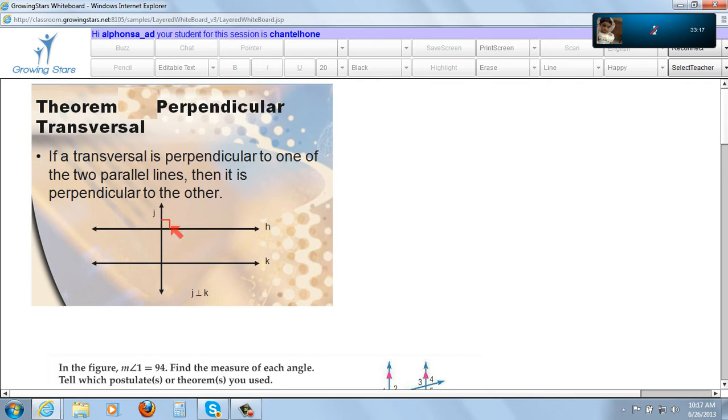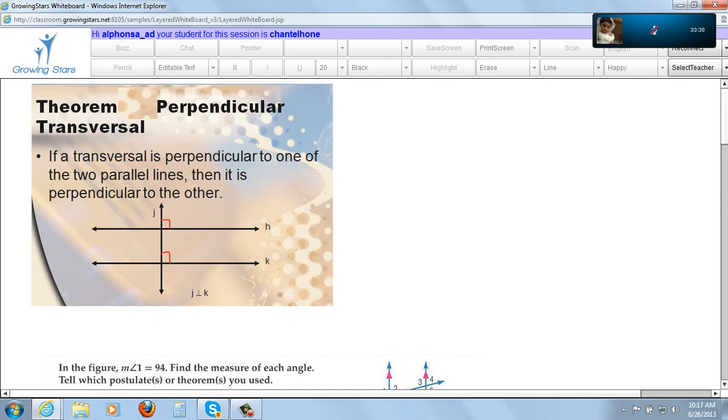So can you tell me what will be the measure here? If this is 90 degrees, here it will also be 90 degrees, because of corresponding angles. So anyway, it's obvious this is also 90 degrees.